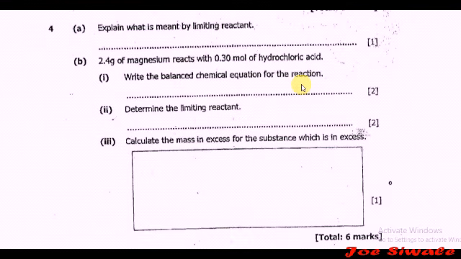Question B says 2.4 grams of magnesium reacts with 0.30 mole of hydrochloric acid. Roman numeral 1, write the balanced chemical equation for the reaction, 2 marks. Roman numeral 2, determine the limiting reactant, 2 marks. Roman numeral 3, calculate the mass in excess for the substance which is in excess, 1 mark. And the total marks for this question is 6 marks.